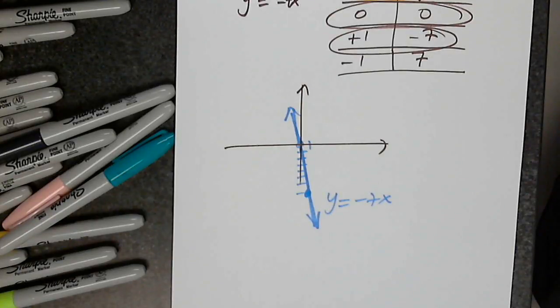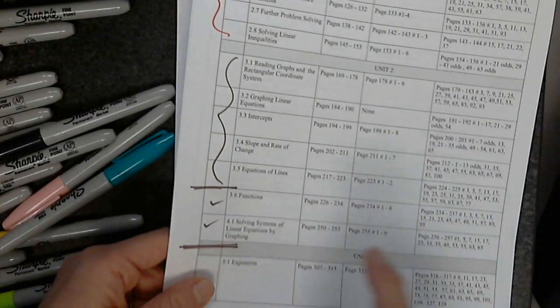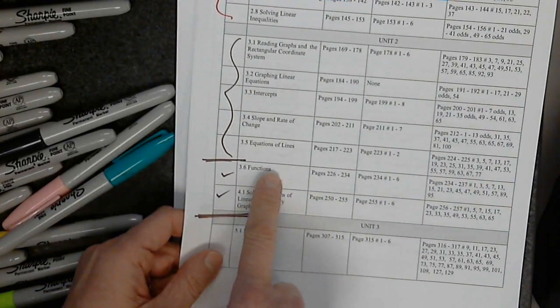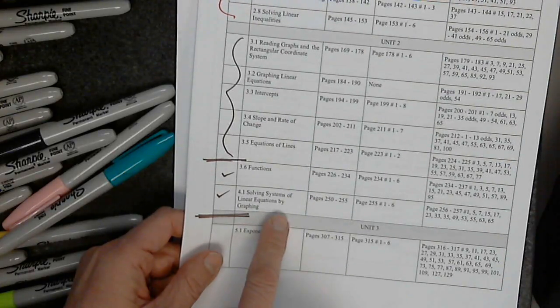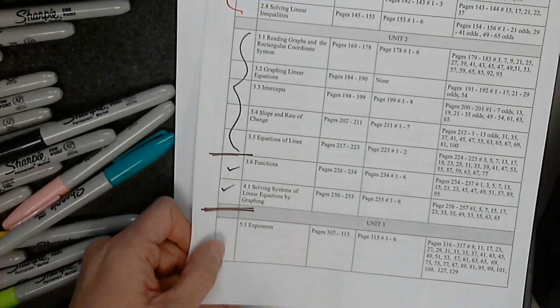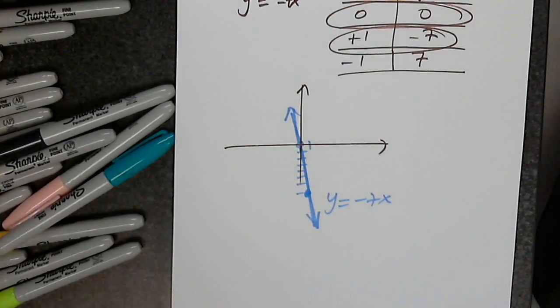So one more time, here's where we are. We just finished equations of lines last time, so we're going to look at functions and solving systems of linear equations by graphing. I'm going to do this first and then come back to functions. Bless you. Any questions for me?